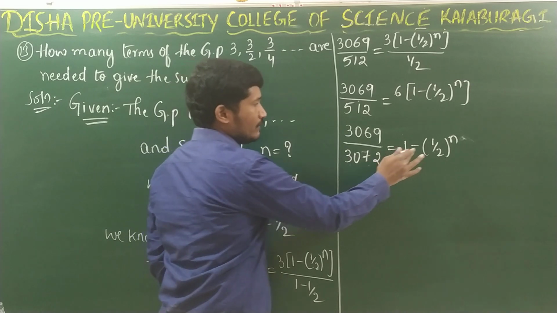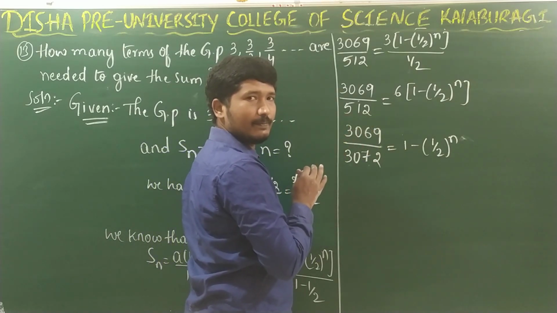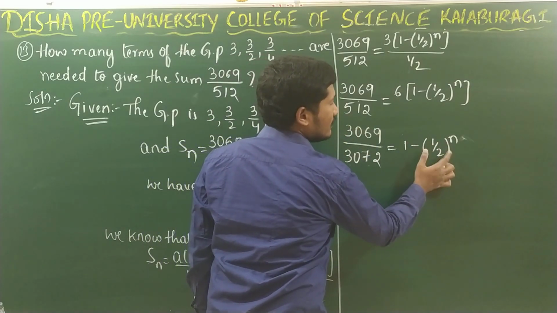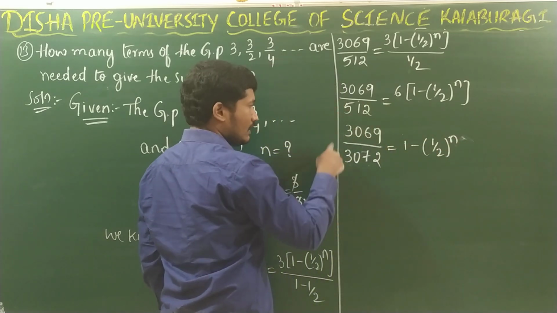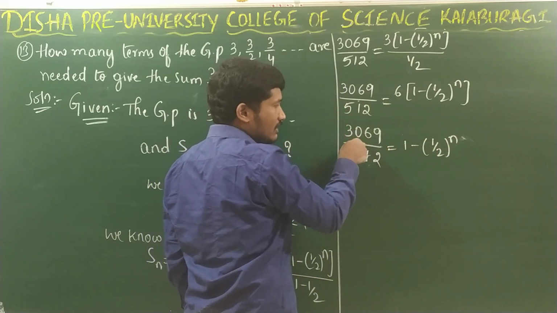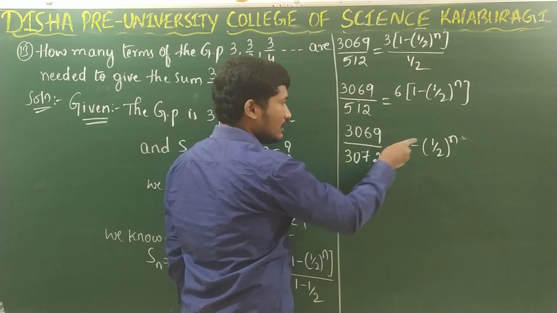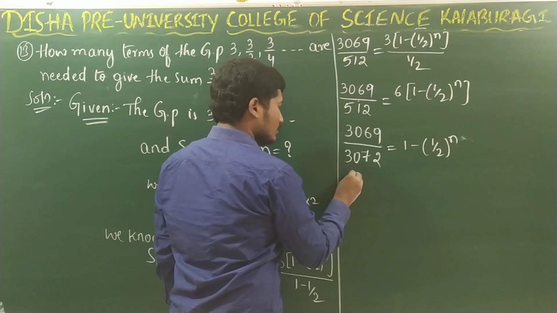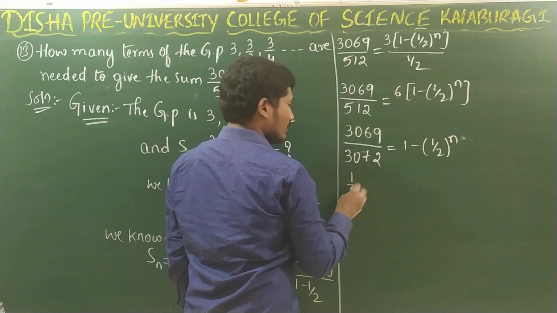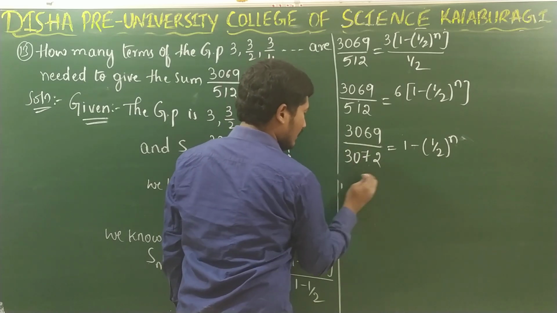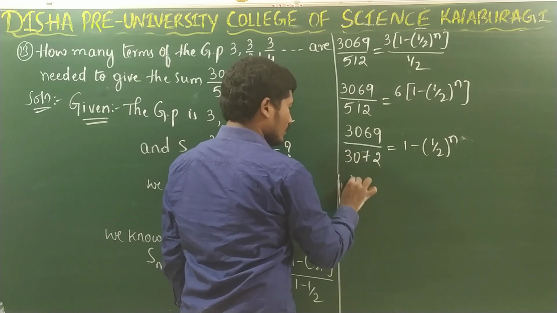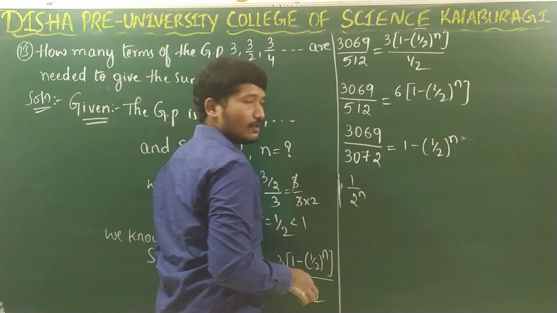Right? So now you need the value for n here. So let us transfer this term which contains n to the LHS and let us transfer this constant term to the RHS. Right? So minus becomes plus. So this will be 1 by 2 whole power n, or else I will directly write it as 1 divided by 2 power n. Why? See here.